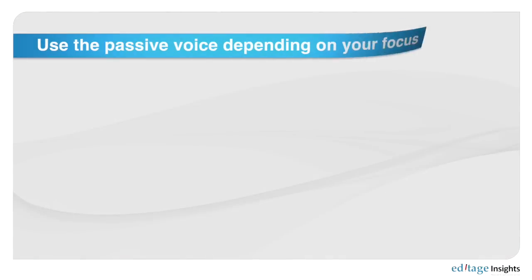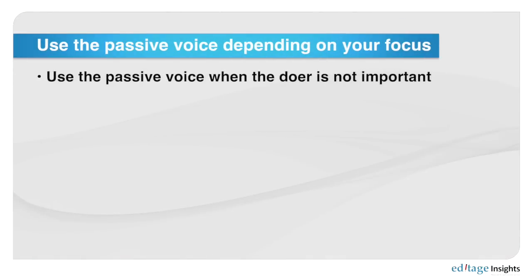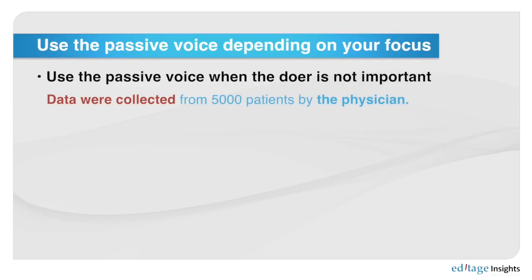There's a lot of confusion about using the passive voice. The use of the passive voice is to take the human out of the sentence. And so when you have a sentence like, data were collected from 5,000 patients by the physician, that by the physician isn't really important in the sentence and can be cut. Instead of saying by the physician, you can just say data were collected.